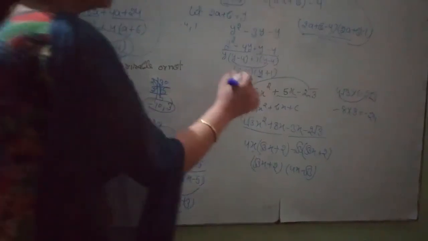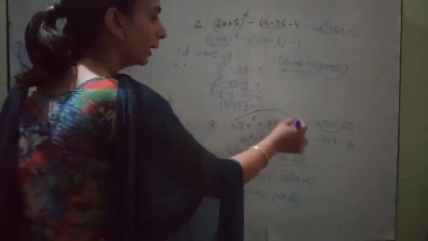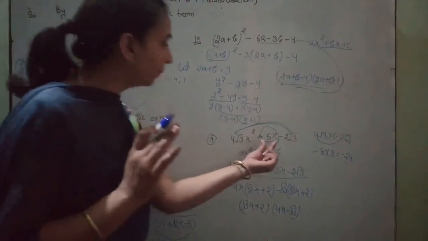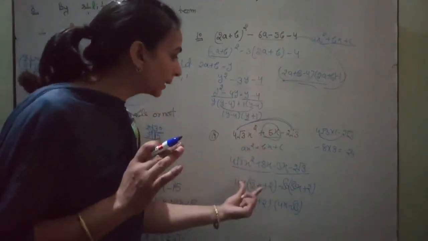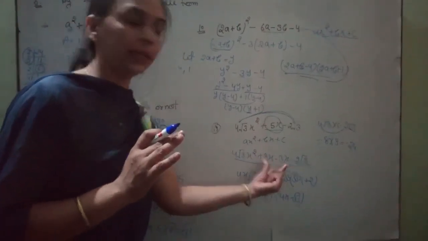Student, first we multiply a and c, then we factorize it into two parts such that the product is this and the sum is this. Clear? Then we write 5x, splitting 5x into two parts of this type. Clear? These are our two exercises, 5a and 5b. So 5c and 5d will be in the next video. Okay, thank you. With the help of this video, do these two exercises in your notebook.